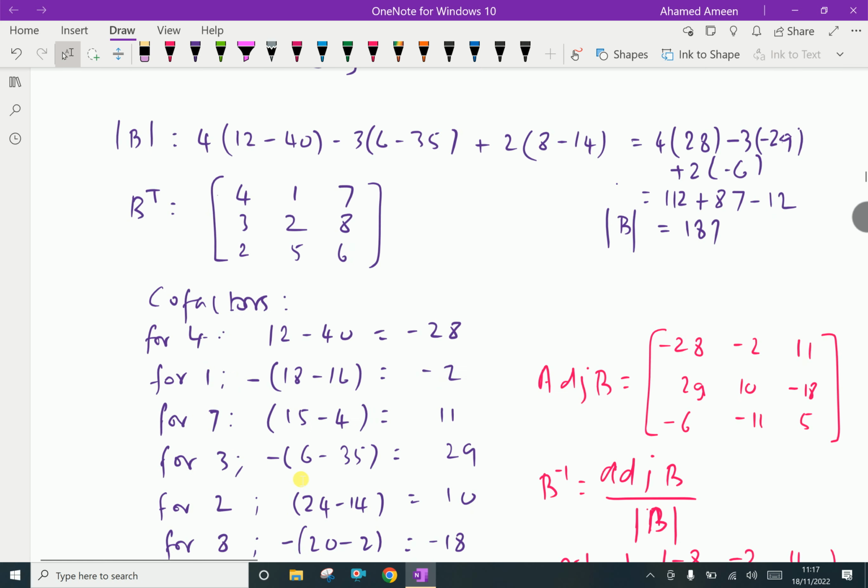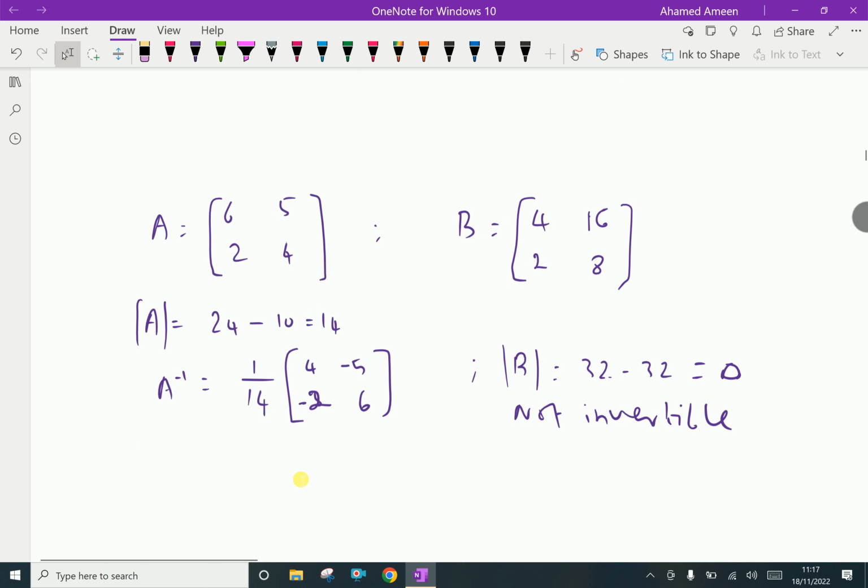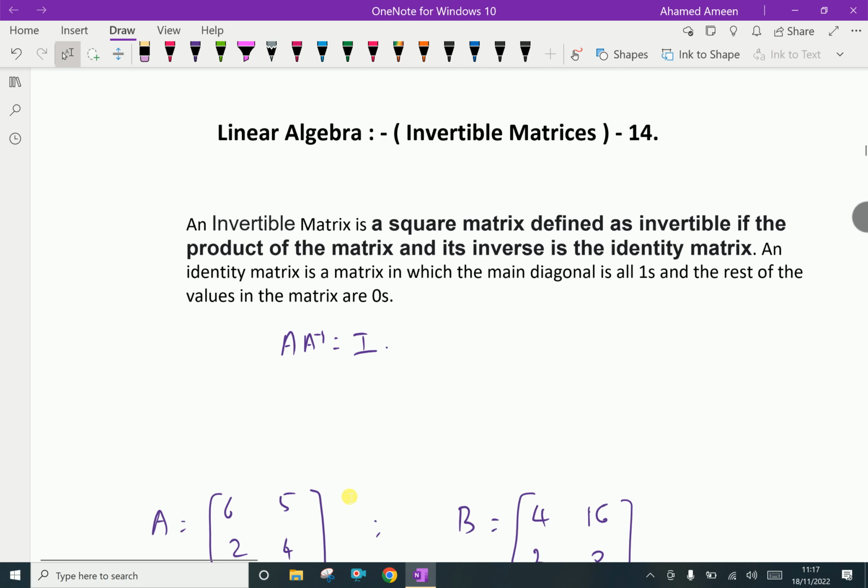So far we have done invertible matrices, that is the explanation, as well as we did some problems.